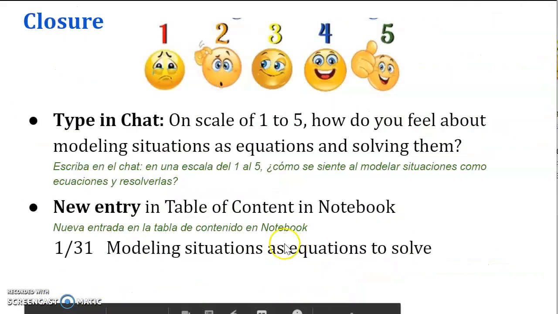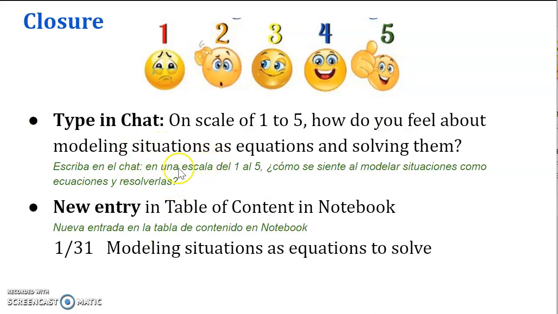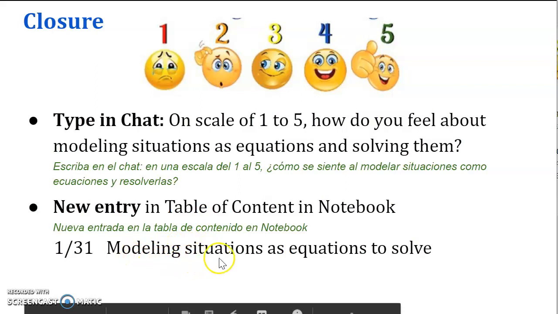Okay, so finally, I would like you to type in chat how you feel about modeling situations as equations and then solving them, and then finish with the entry in the table of contents. Thank you.